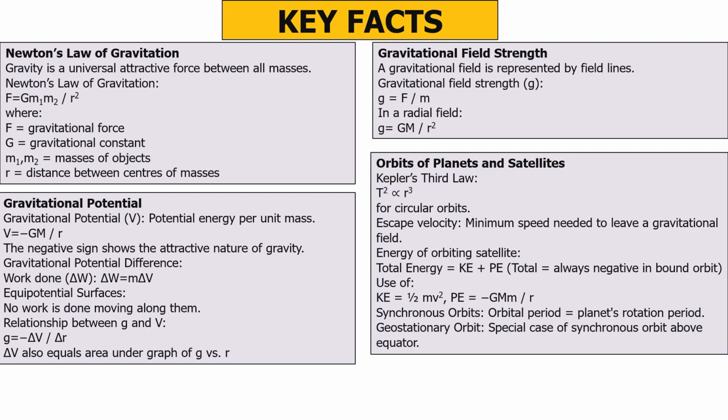The escape velocity is the minimum speed needed to leave a gravitational field, and the energy of an orbiting satellite is equal to the kinetic energy plus the potential energy, but the total should always be negative because it's bound in an orbit around another object. To work out the kinetic energy we use a half mv squared, and for the potential energy we use minus GMm over r. That tells us that potential has to be a negative energy. For synchronous orbits, the orbital period will equal the planet's rotation, whilst a geostationary orbit is the special case of a synchronous orbit around the equator of the planet.